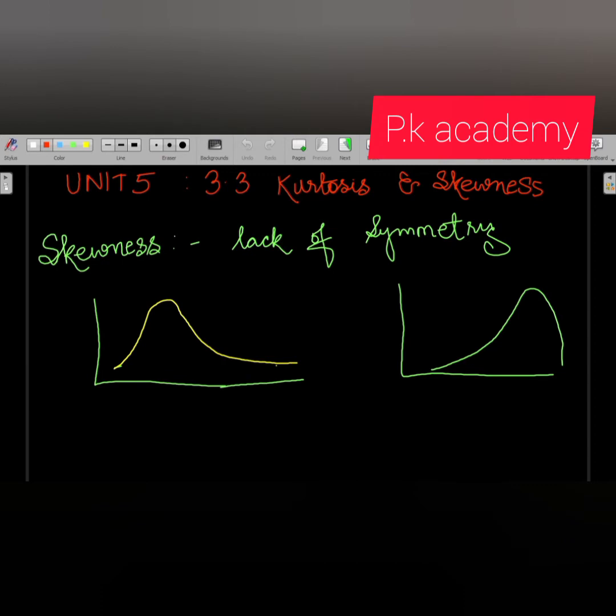Here we will study kurtosis and skewness. This is a subtopic of Unit 5, that is, business statistics and research methodology. I have completed the two topics. Okay, if you have not gone through them, please go through them for your revision. So let's start with skewness.